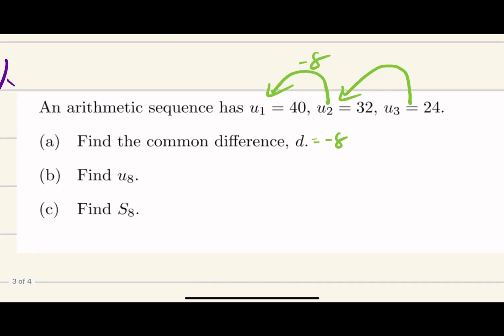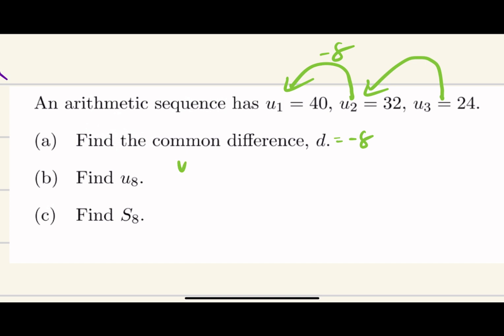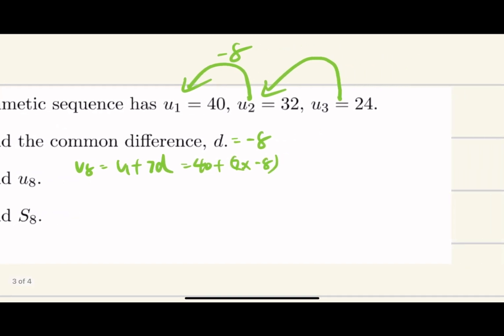Okay, so the next one, u8, what is u8? So specific term again, u8 equals u1 plus 7d. That will be 40 plus 7 times -8. So that will be 40 minus 56, so that will be -16. That will be your answer here.